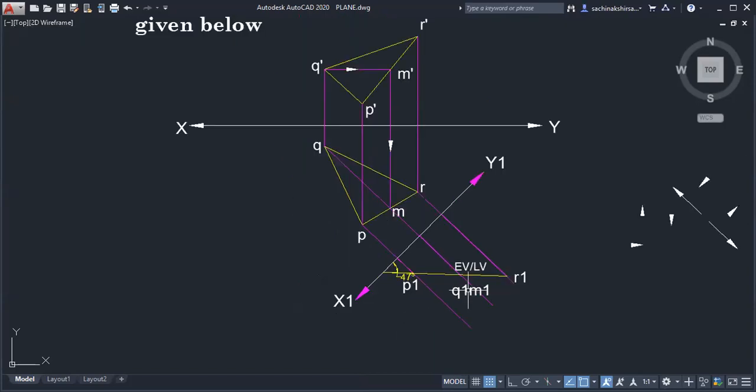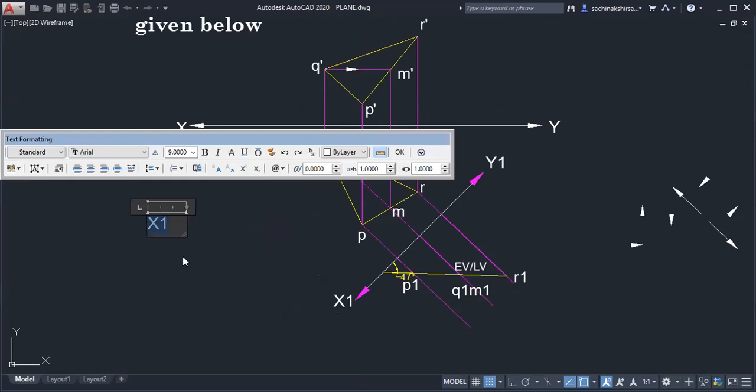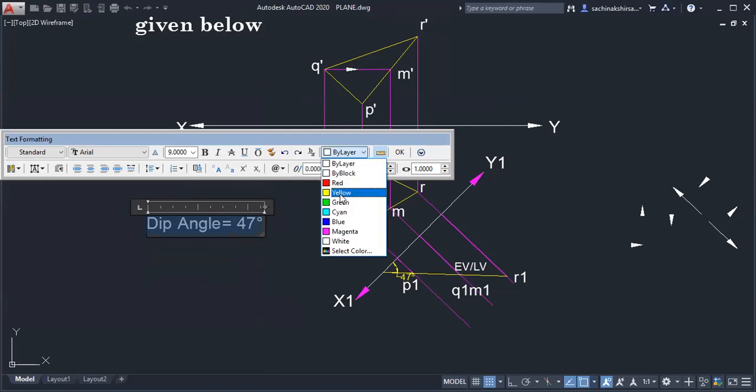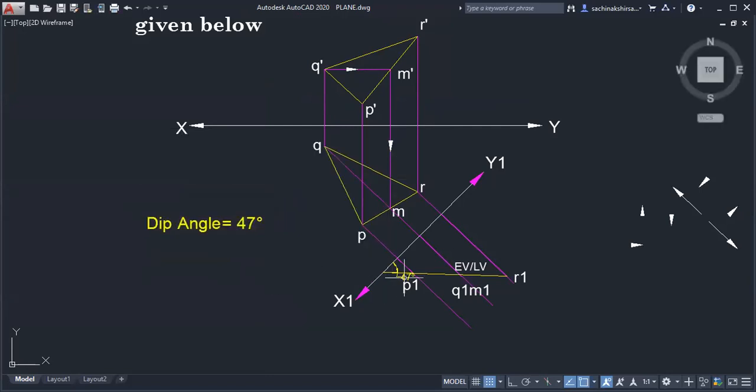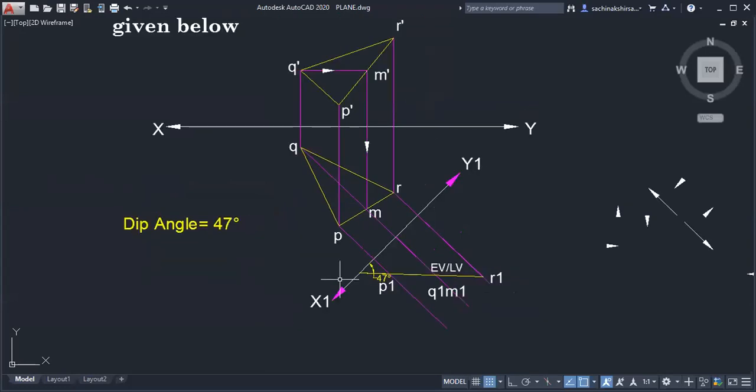You can measure your angle and tell how much it is. 37, sir. 45. Initially I told you all answers will not come similar. My dip angle is 47, and you can write whatever you get. It will be your answer. It is 47 in my case. So you can measure this; that will be the dip angle.